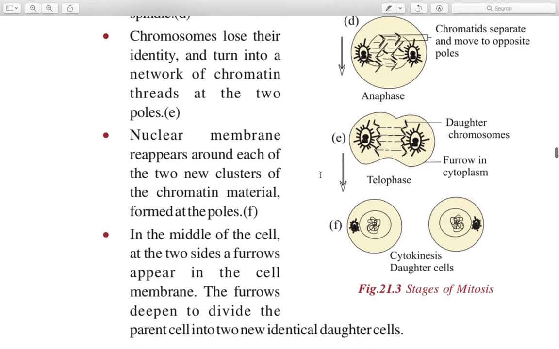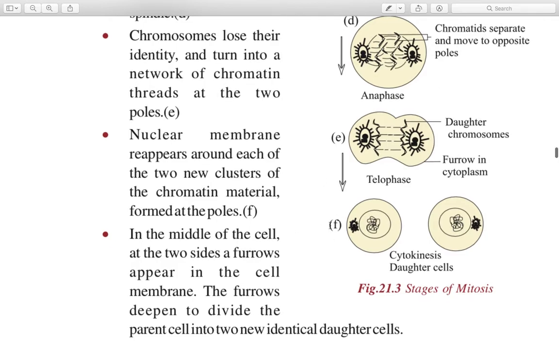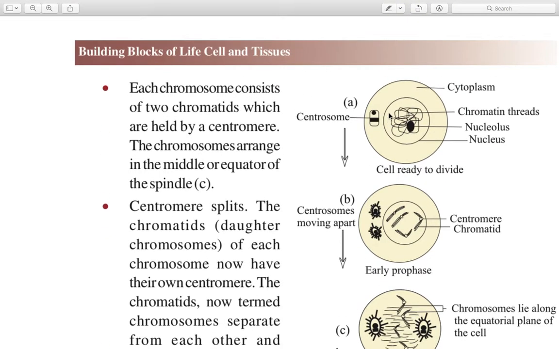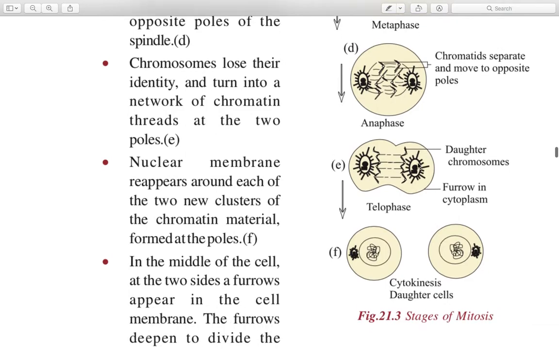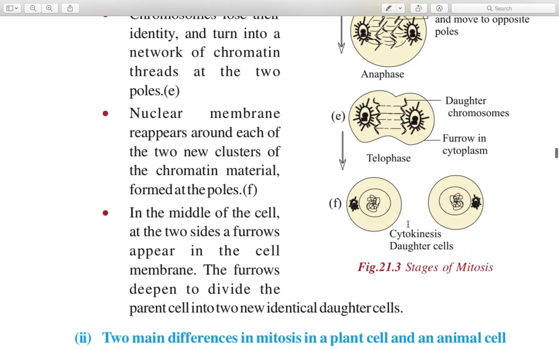So the nuclear membrane reappears here in step F. The nuclear membrane reappears around each of the two new clusters of chromatin material. These are the chromatin material. This is the centriole. Initially in the first step the nuclear membrane disappears, but now the nuclear membrane reappears around both of the two new clusters of the chromatin material.